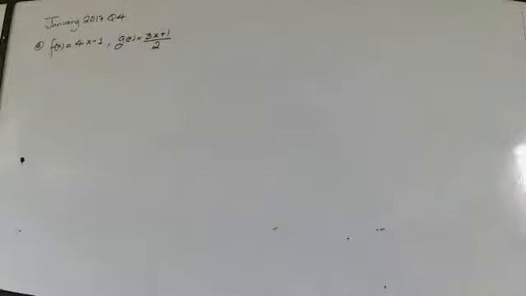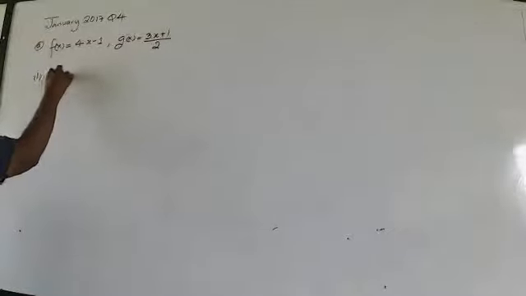All right. January 2017, question number 4. We're told that f of x is equal to 4x minus 1, g of x is equal to (3x plus 1) over 2. We're asked to determine the value of (i) g of 0 plus g of 5.